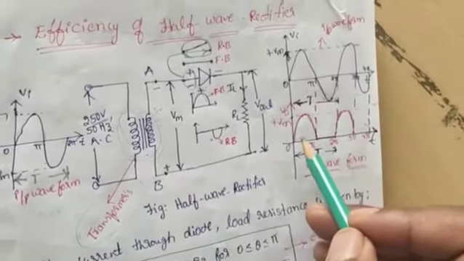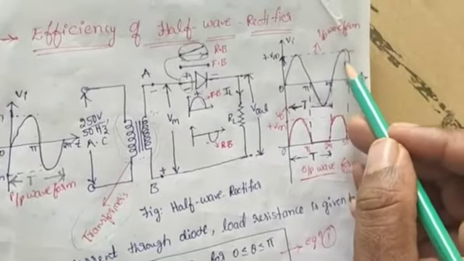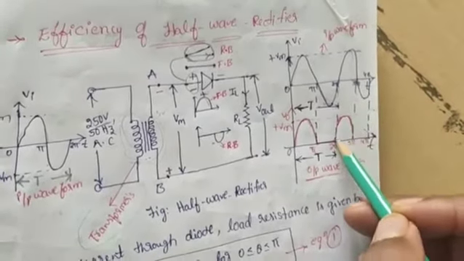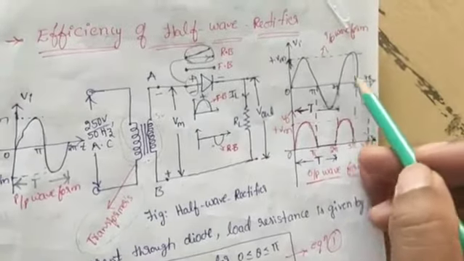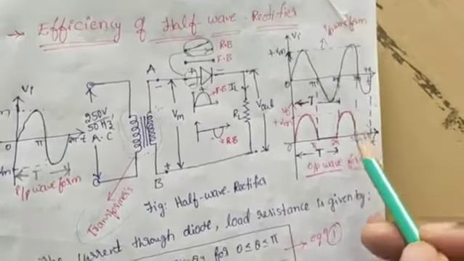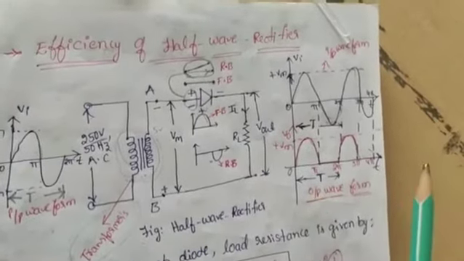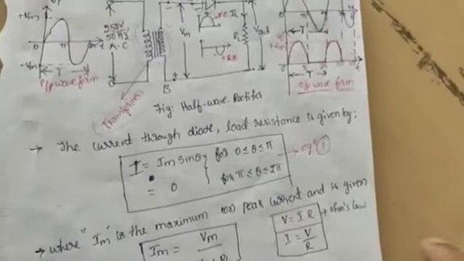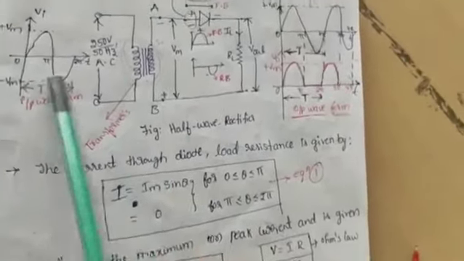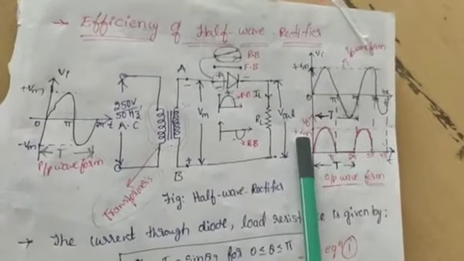Again, when we apply the positive signal, at that time we can get the same signal. Whatever positive input signal we apply, we get on the output side. This is the general structure of a half-wave rectifier. This completes the general construction and operation of the half-wave rectifier.